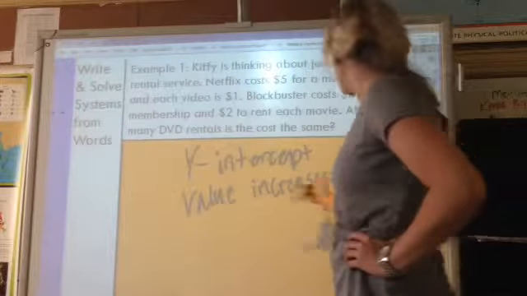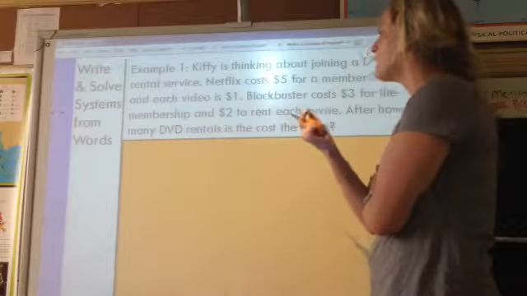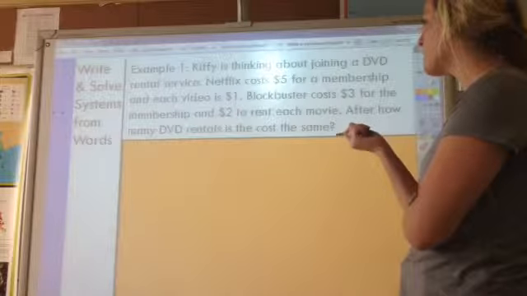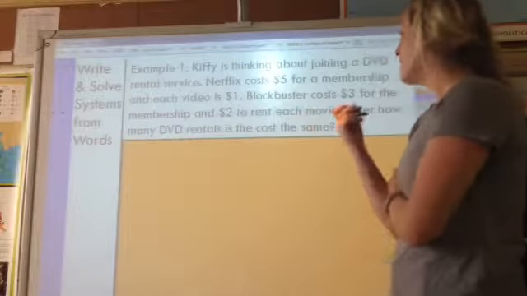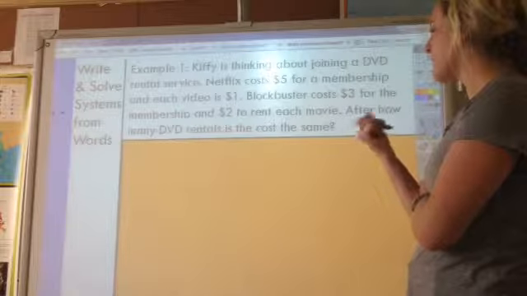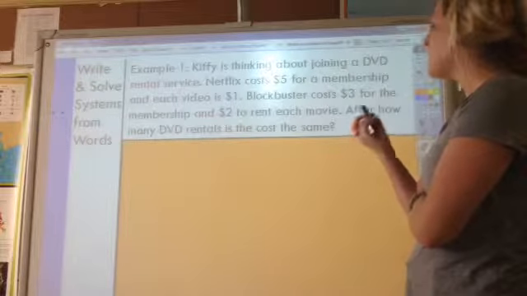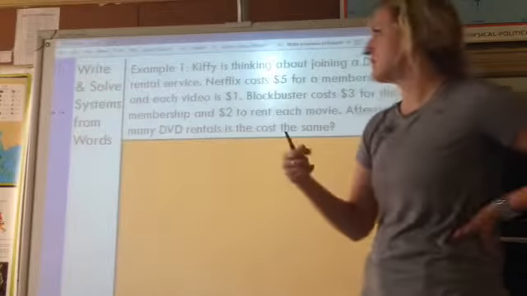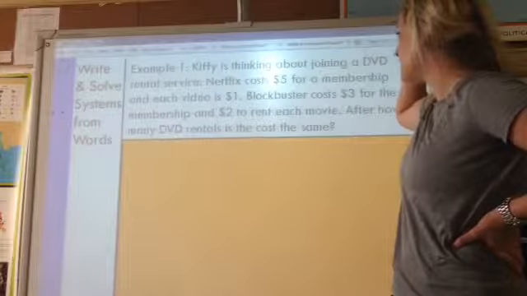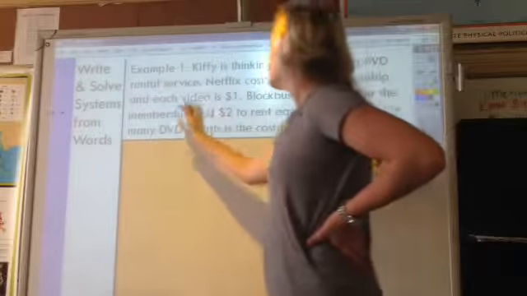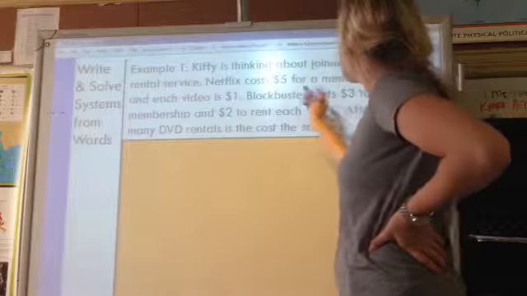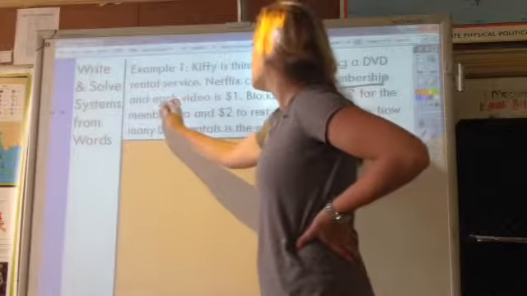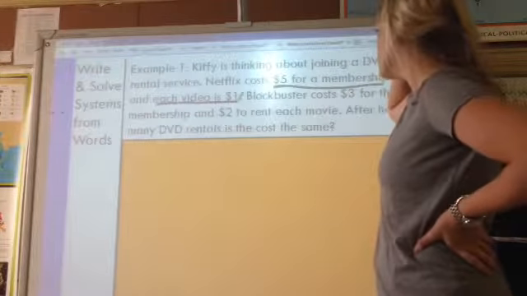So let's go ahead and look at my first example. Example 1. Kiffy is thinking about joining a DVD rental service. Netflix costs $5 for a membership and each video is $1. Blockbuster costs $3 for the membership and $2 to rent each movie. After how many DVD rentals is the cost the same? My first step is always to write my equation. So I'm going to circle any key terms that I see. Each video, I'm going to underline. Cost $5 for a membership, which means it's a one-time thing. Each video is $1. So let's work with that one first.